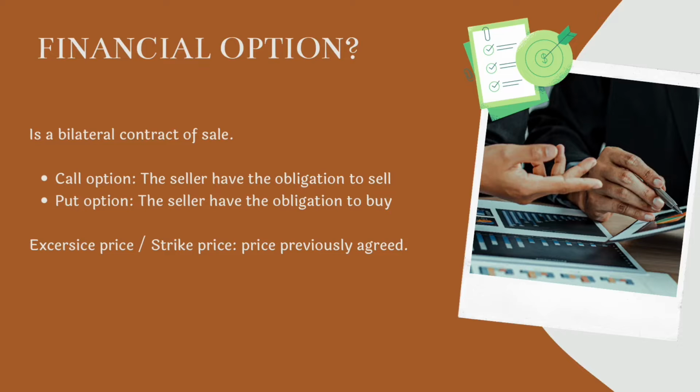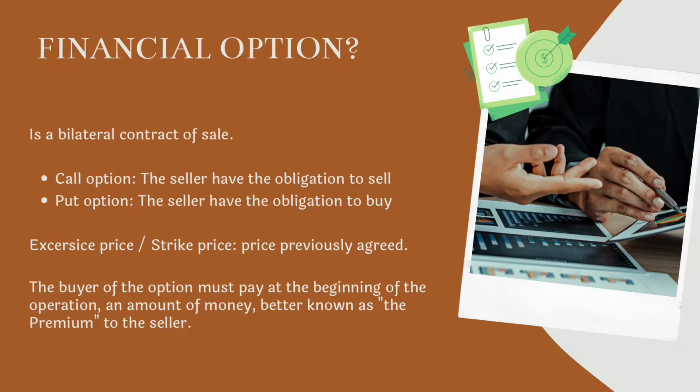A financial option is a bilateral contract of sale. There are two types. The call option gives the buyer the right to buy and the seller the obligation to sell the underlying asset at a price previously agreed, known as exercise price or strike price. And the put option gives the buyer the right to sell and the seller the obligation to buy at the exercise price. For this, the buyer of the option must pay at the beginning of the operation an amount of money, better known as the premium, to the seller, who in this way will be obliged to respect the contract in case the buyer decides to exercise his acquired rights.